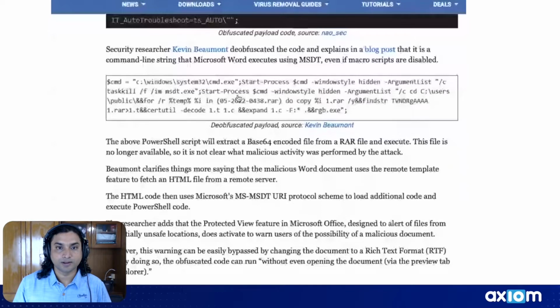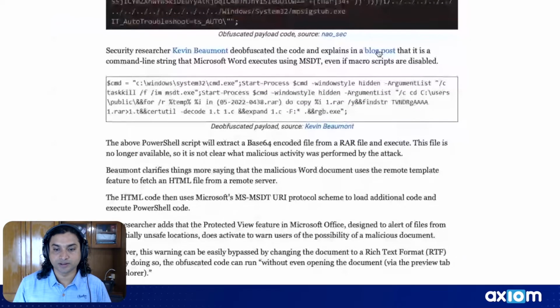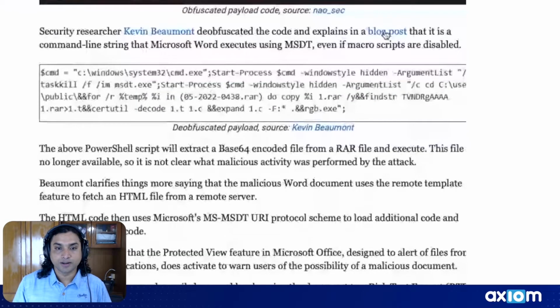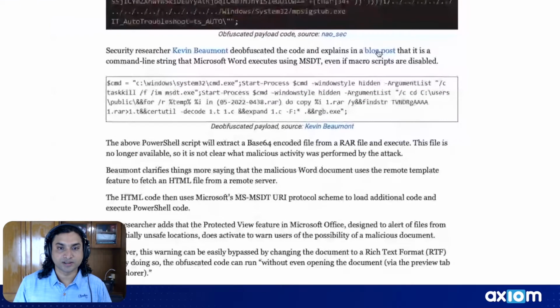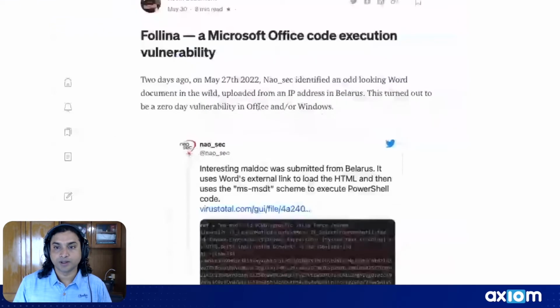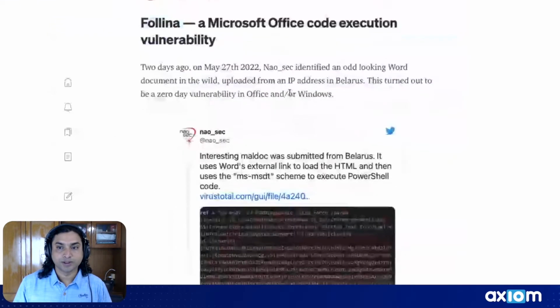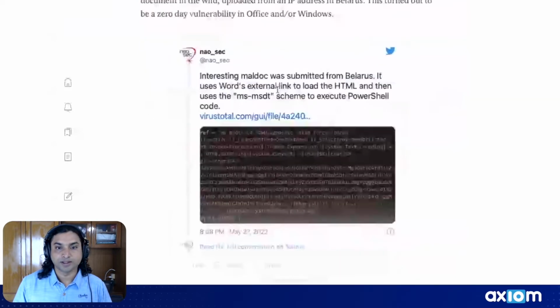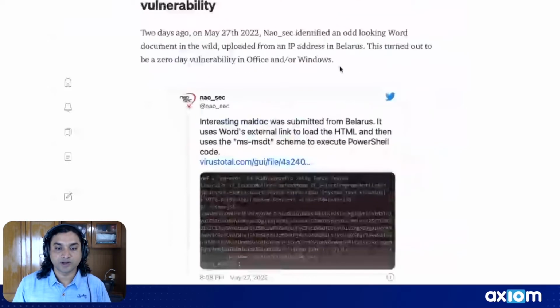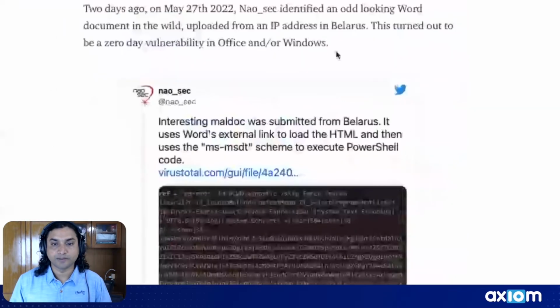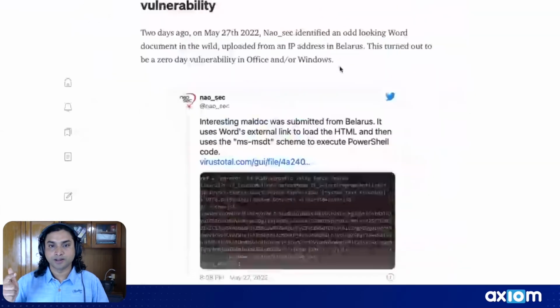And there are many videos now on how to fix this. Microsoft has released a patch for this as well. The researcher who identified this is Kevin Beaumont. He explained that in the blog. It's worthwhile to check the blog as well. Here is a blog article. They're calling it Folina, the 0 day. This is a very interesting vulnerability that could give access to hackers if you have a Windows laptop and if you have Office installed on it. Patch it right away.